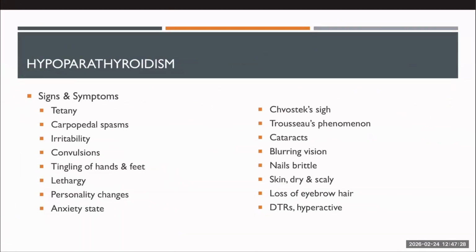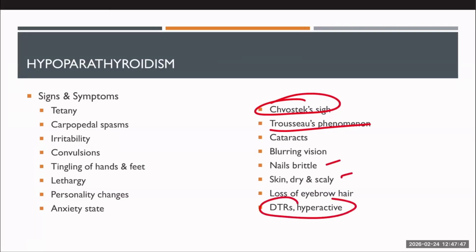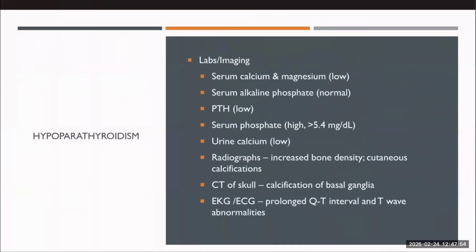Signs and symptoms, again, just repeating a lot of them. We talked about that neuromuscular irritability. Here's our Chvostek sign, Trousseau's, the carpal spasm, a lot of the tingling, personality changes, nails become brittle, vision problems, dry, scaly skin. DTRs become hyperactive with this as well. So this is all signs of hypoparathyroidism.